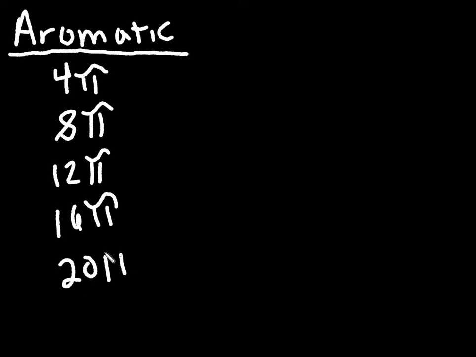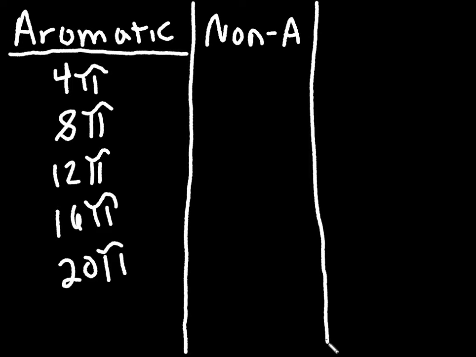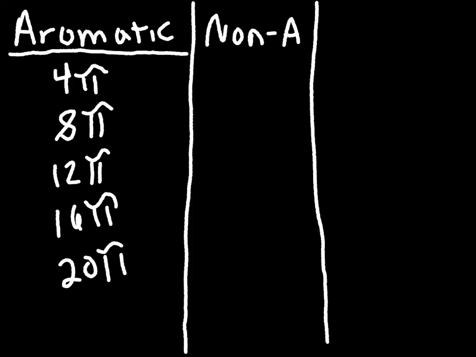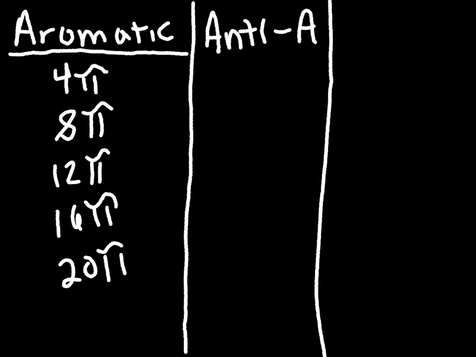And notice how it goes in intervals of 4. That's aromatic, non-aromatic. I'm going to put non-A here just for some space. Non-aromatic. I'm sorry, let me go back on that. This would be anti-aromatic, actually. Oh, wow. Big mistake. See, even I get confused sometimes.